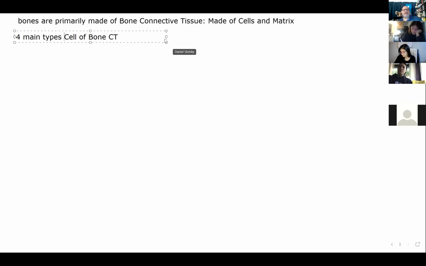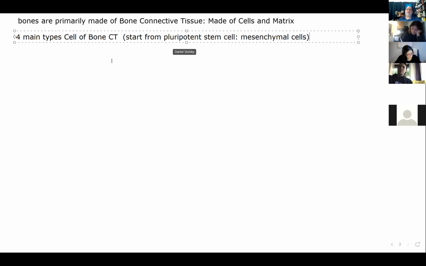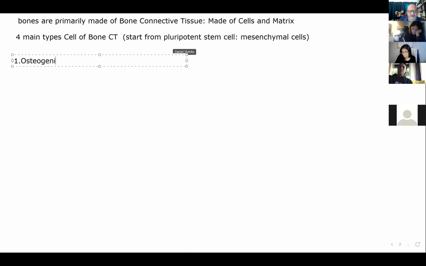Right. And remind me, let's do this up here so that we don't confuse ourselves. They all start from where? They all start from a pluripotent stem cell. And what's the pluripotent stem cell that is responsible for producing all of the cells associated with connective tissues? That's a mesenchymal cell. Exactly. Excellent. So one of the things a mesenchymal stem cell can do when it divides is produce an osteogenic cell.